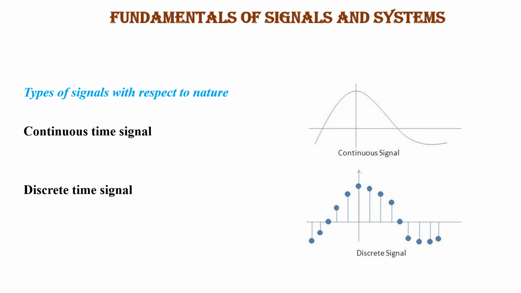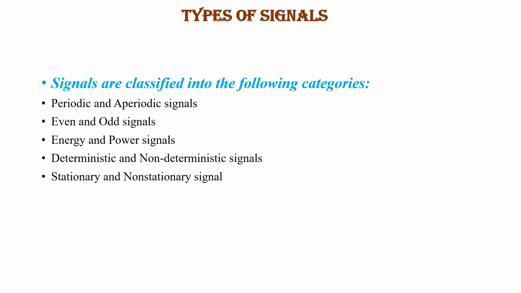In a continuous time signal, the amplitude value is continuous with respect to time, and we can define the amplitude at all instants of time. It can be represented by x of t. And a discrete time signal is one whose amplitude is not continuous with respect to time. We can define the amplitude at particular instants of time, and that is called a discrete time signal. It can be denoted by x of n.